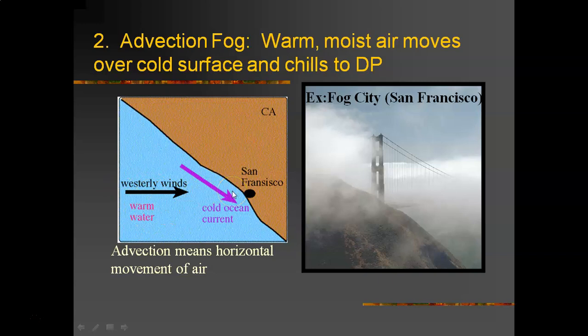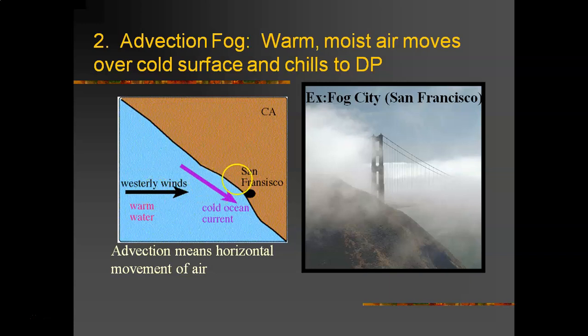Advection fog is also common in the northern states in wintertime. So, say you've got a snow-covered surface, and say a warm front is moving northward over the snow, and so you've got warm, moist air, say from the Gulf of Mexico, moving over a cold, snow-covered surface, and you'll create advection fog.